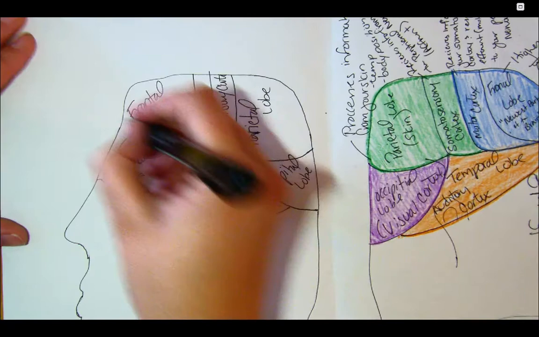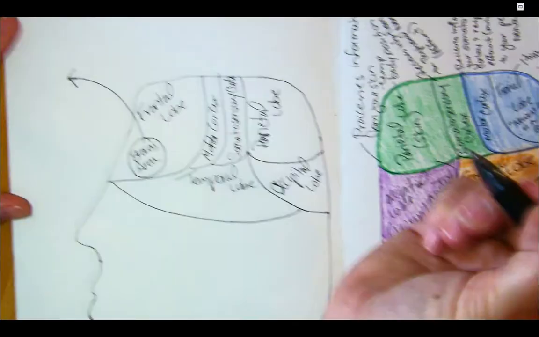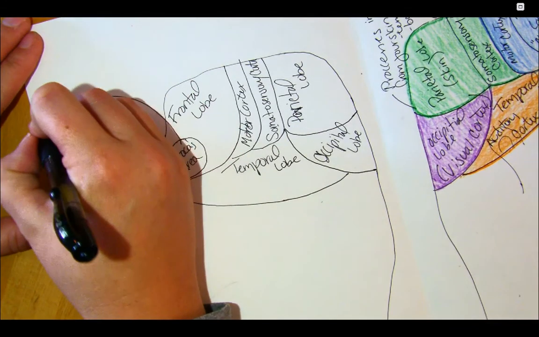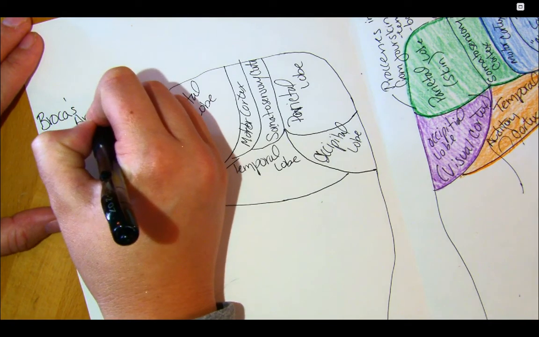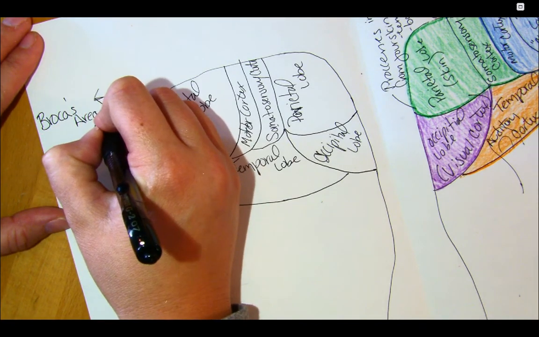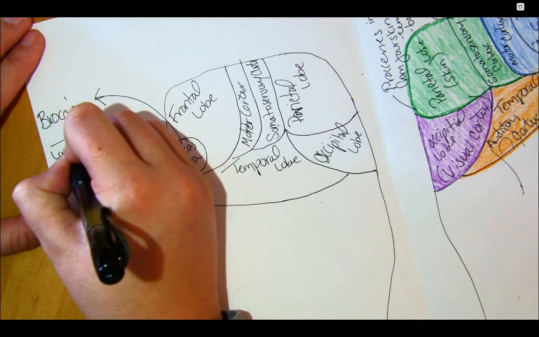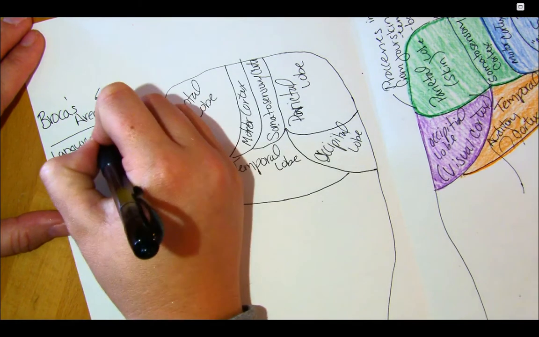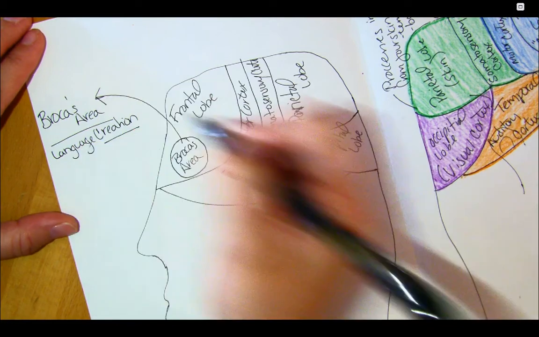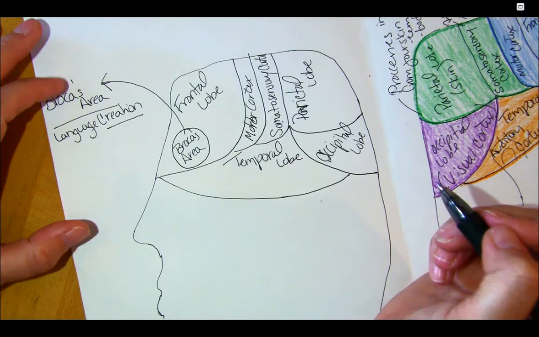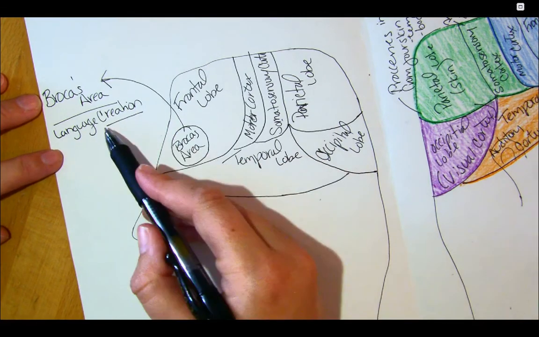Okay, now Broca's area is located in your frontal lobe, which makes a lot of sense once we kind of explain what it is. So Broca's area is named after the guy who discovered it, and his name is Broca. So Broca's area deals with language comprehension. Language creation. Sorry, this is my second time doing this today. Clearly haven't figured it out yet. So, Broca's area is located in your frontal lobe and it deals with language creation.